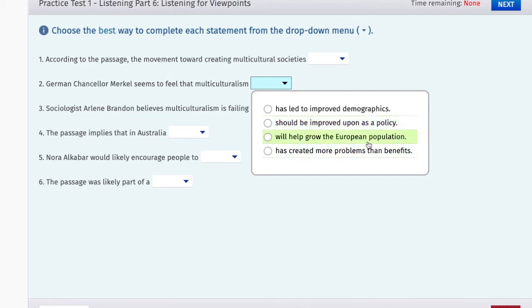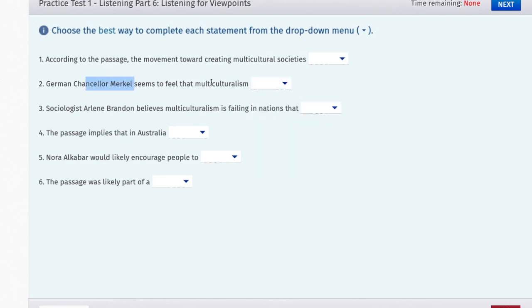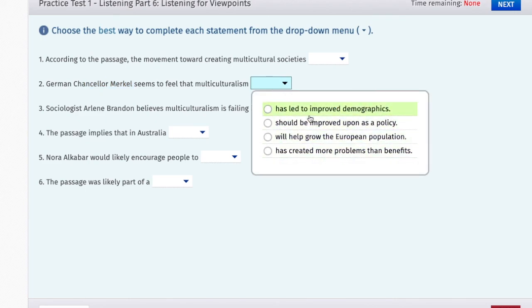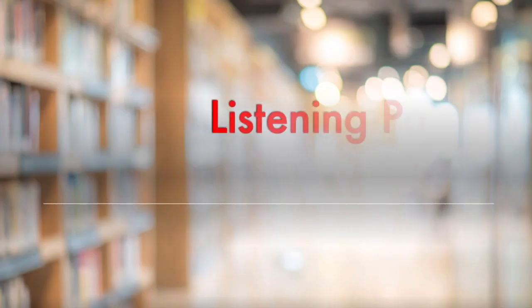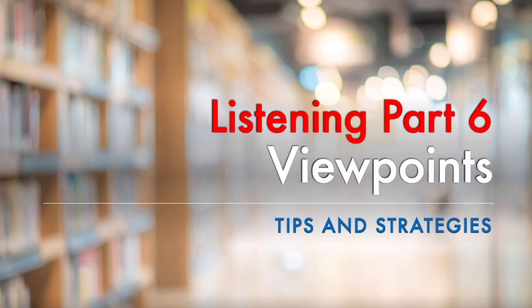So, again, when selecting answers, we need to associate the idea we heard about Angela Merkel, and we need to associate the answers. Associate to meaning what we heard, not just words. And that way you can select the correct answer more. That is the end of listening part 6, Viewpoints, Tips and Strategies.